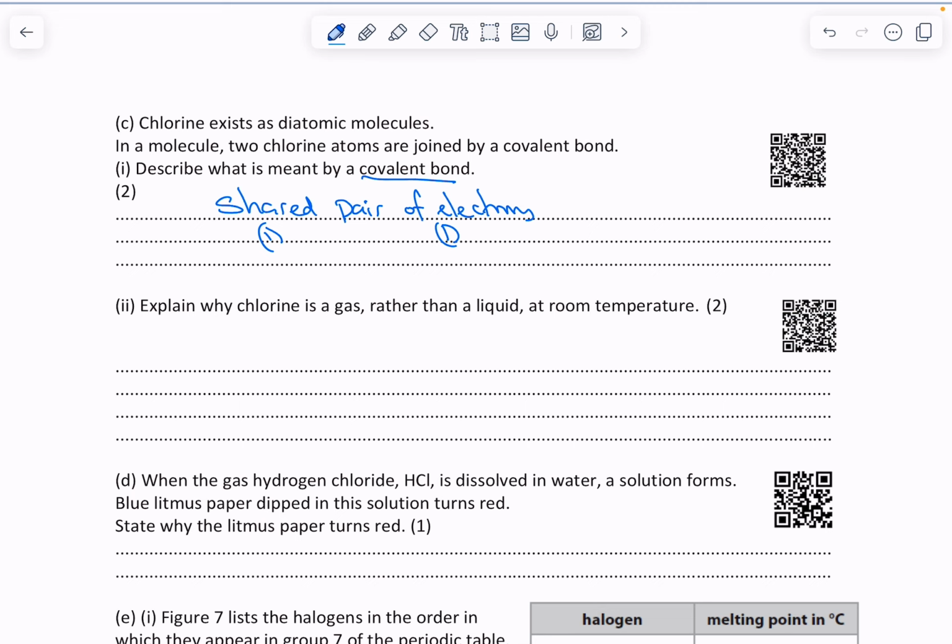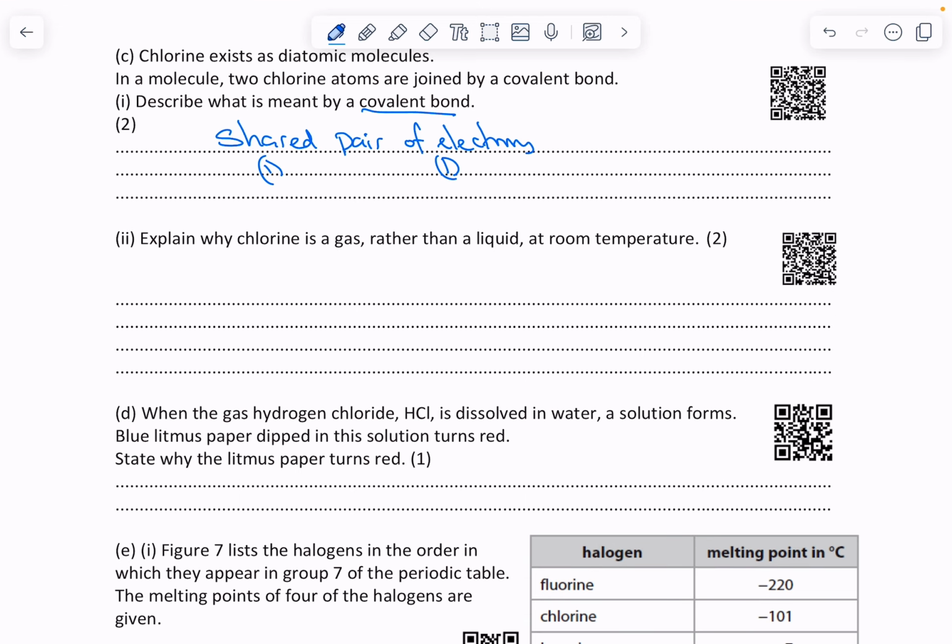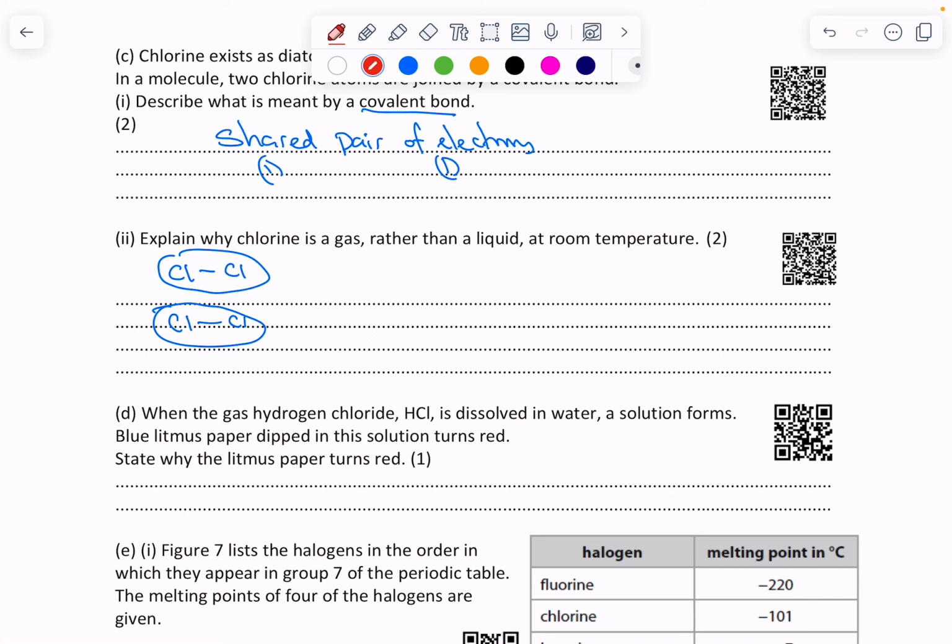Explain why chlorine is a gas rather than a liquid at room temperature. Well, chlorine, we've just seen, is a covalent molecule. So what happens, these molecules form, but between the molecules there are, I'll label it over here, weak forces in between the molecules. So that's the answer to this question. So let's put it into words for you. This is because it has a low boiling point.